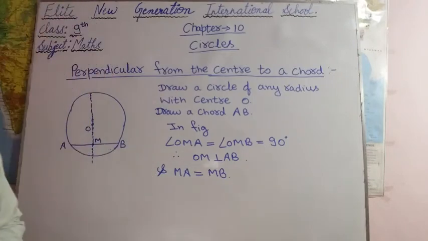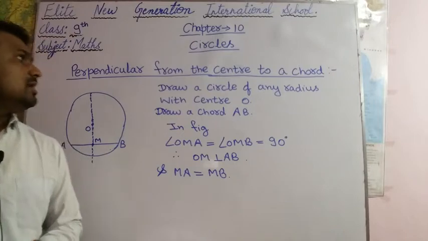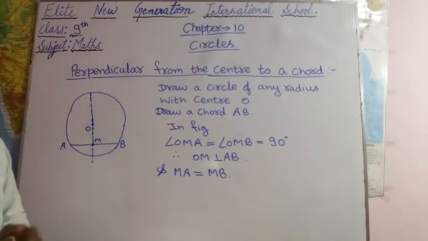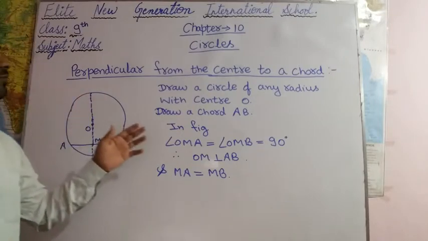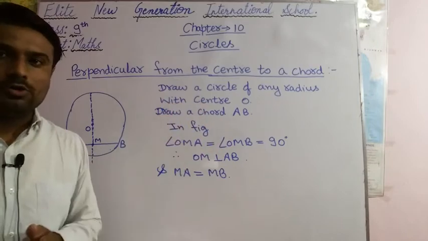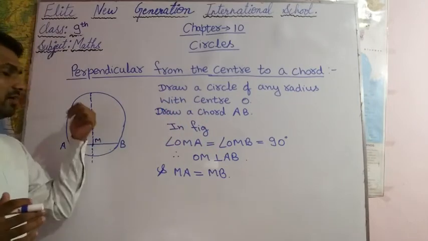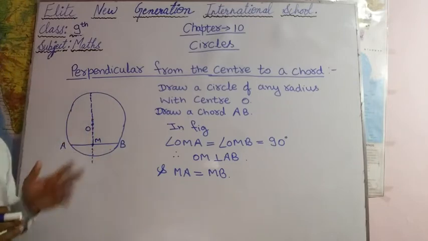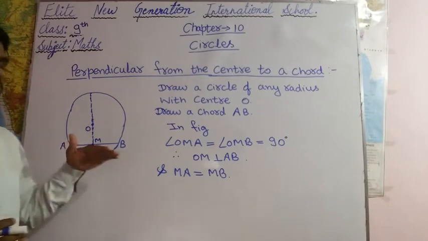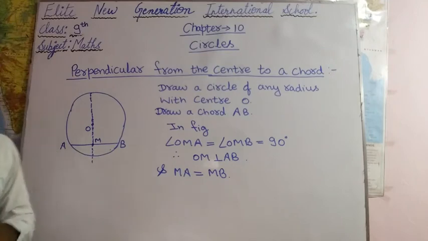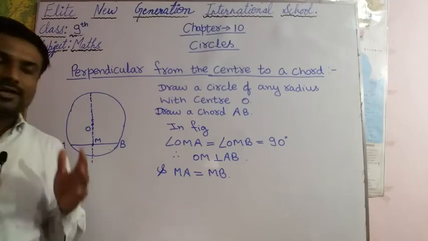Today we are going to start chapter 10, Circles, and in this we are going to start a new topic, that is perpendicular from the center to a chord. So here, when we draw a circle, a line joining the center of the circle will be perpendicular to the chord. So here we will explain this by an experiment.